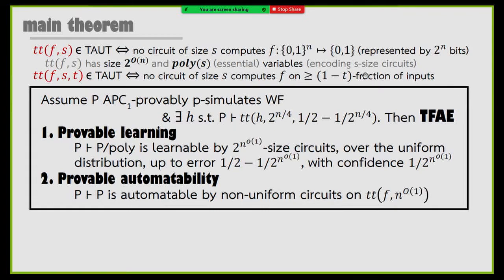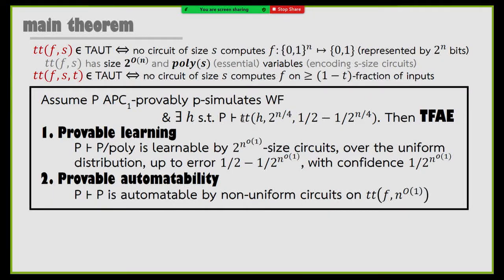So assume that a proof system P, so-called APC1, provably P simulates WF. I will explain what this means in a moment. Moreover, assume in addition that there is a Boolean function h such that the proof system P proves efficiently that h is very hard on average. Specifically, it proves that no circuit of size 2 to the n over 4 computes the function h on more than 1/2 plus 1 over 2 to the n over 4 many inputs. So this is a very strong average case lower bound. But let's assume that this is provable in the proof system P.